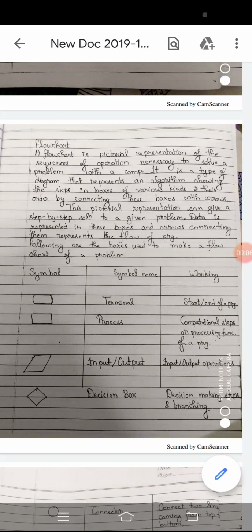Let's start today's session with the flow chart. We'll continue with the next topic of our syllabus, which is the flow chart. Now, why do we need this flow chart?